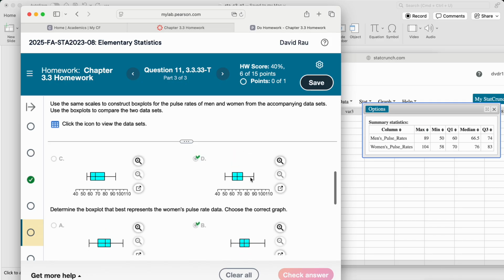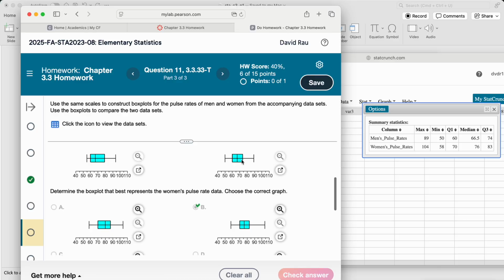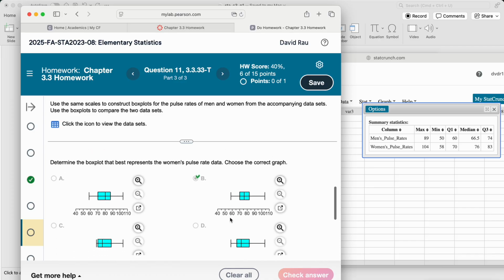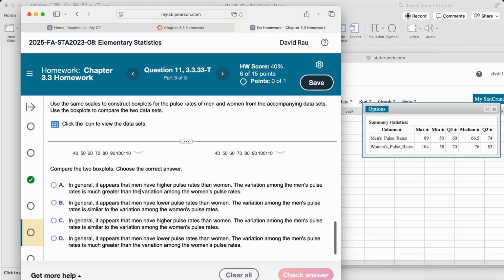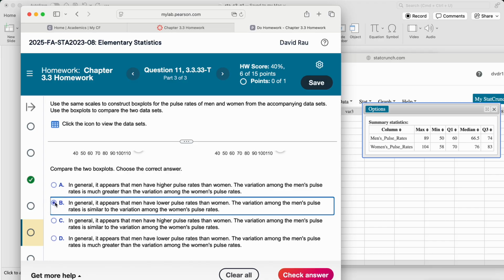And actually, I guess it's kind of nice that B and D are stacked right here. You can see that the men's pulse rates, I would say, appear to be less because their interquartile range actually stops at around 75, and the women's is just starting to hit the median at around 75. So, not A. It appears that men have lower pulse rates, and do we think that the variation is similar to women?